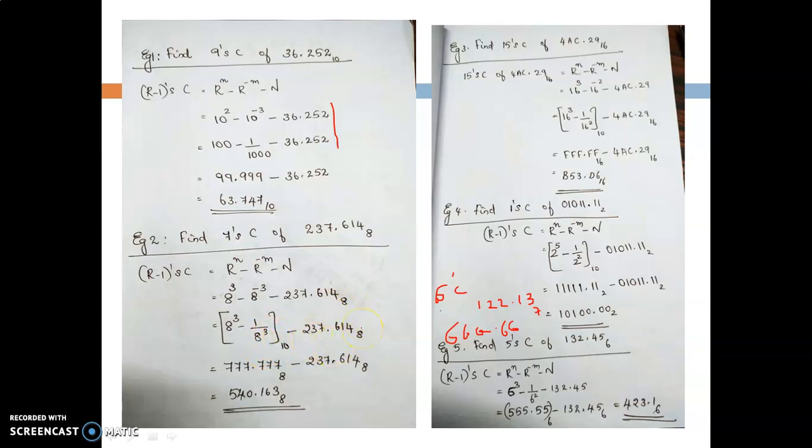So is it possible? No. You need to convert this base 10 to base 8. So you will find the value in the decimal number system first, and then that result will be converted to octal. So what you're getting is 777.777 to the base 8 minus 237.614 to the base 8.